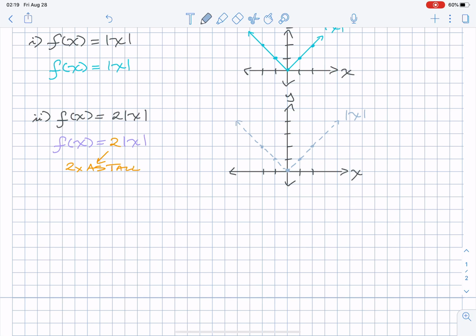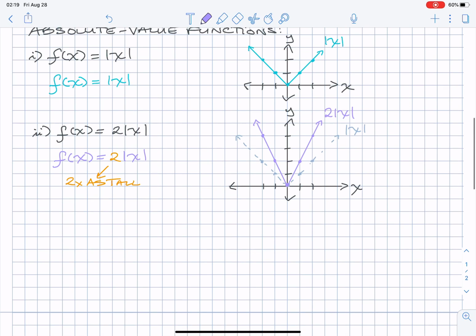So now what I want to do with those points is make that graph twice as tall. Now remember, you don't have to plot this graph. I'm just trying to show you where I'm getting this from. So twice 0 is 0. 2 times 1 is 2. 2 times 2 is 4. So it'll be a taller, thinner graph. So this is 2 times the absolute value of x. Still a v, but twice as tall.